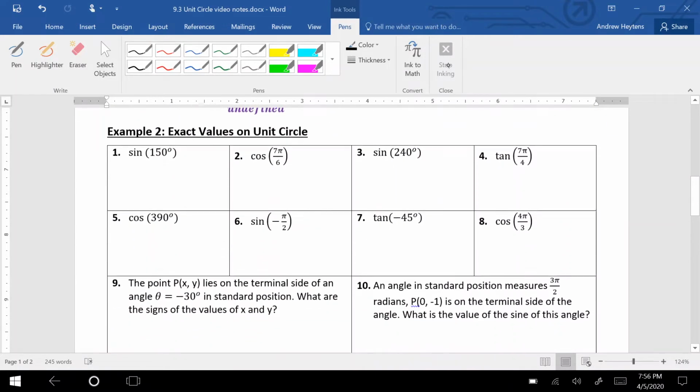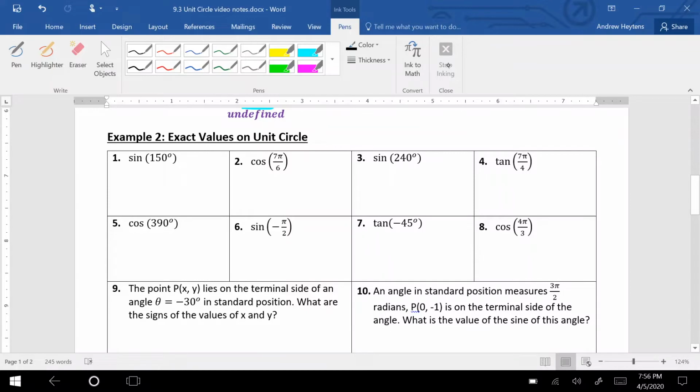So there's a bunch of examples in here. I'm just going to go through a few of them. Let's do number 2, number 3, and number 7. So cosine of 7 pi over 6.